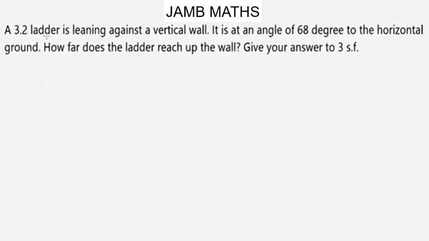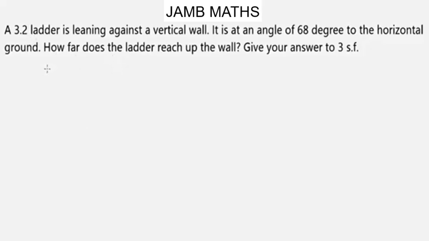It says a 3.2 ladder is leaning against a vertical wall. It is at an angle of 68 degrees to the horizontal ground. How far does the ladder reach up the wall? Give your answer to 3 significant figures. Now feel free to pause this video and see if you can reason this answer out. It's simple, logical, so give it an attempt. Okay, let's do it together.